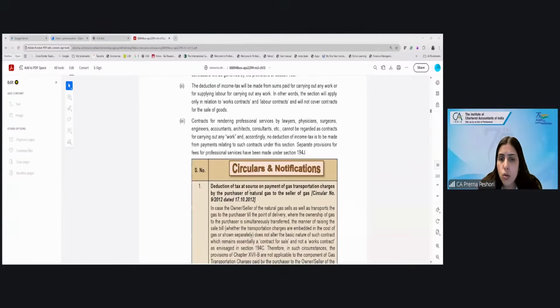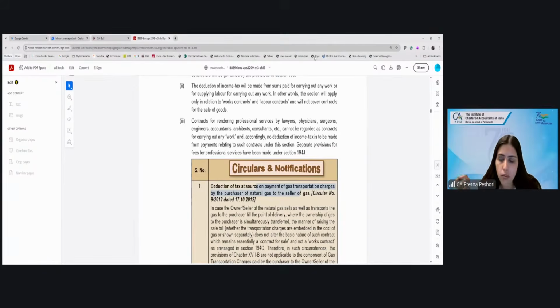Deduction of tax at source on the payment of gas transportation charges by the purchaser of the natural gas to the seller of the gas. So, in case the seller of the natural gas, right, is selling the natural gas, and as a part of selling the natural gas, he will transport the gas to the purchaser till the point of delivery, where the ownership of the gas will pass to the purchaser.